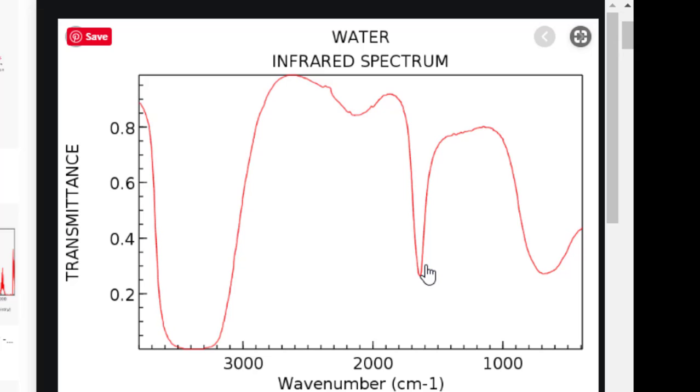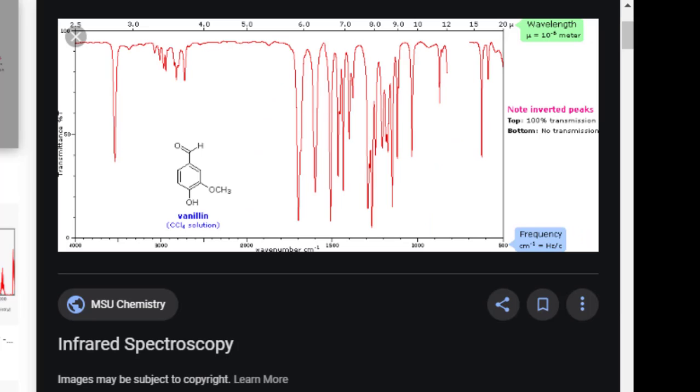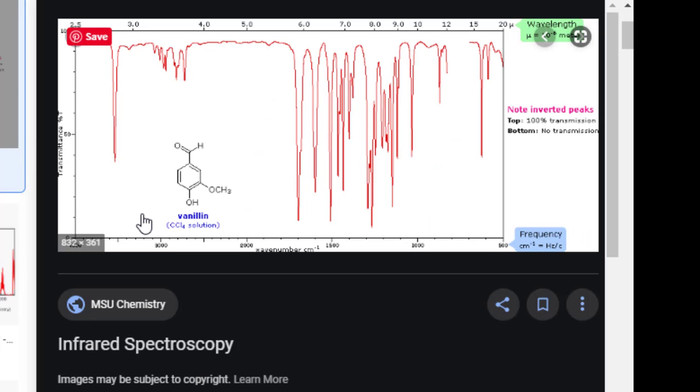There's something over here that could be an OH, for example. Here's one. Vanillin. So you'll see it does have a C double bond O right there, and there's my C double bond O peak at 1700. This one here, if I remember correctly from back in my day, that's the OH. And then this part over here is called the fingerprint region. It's different for different molecules.